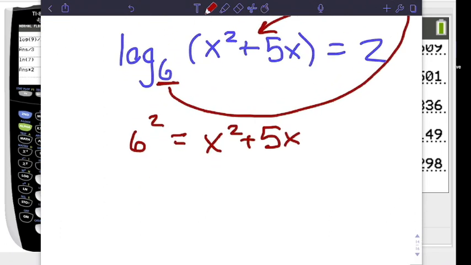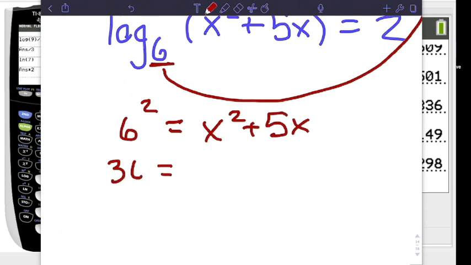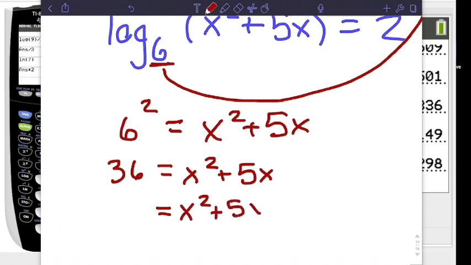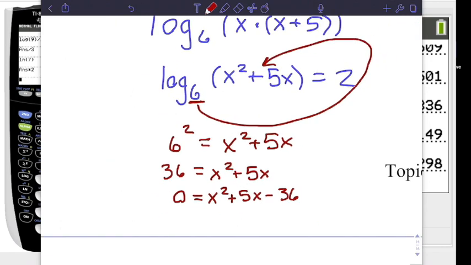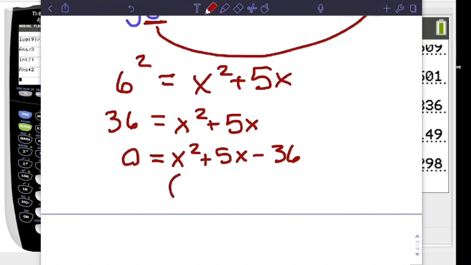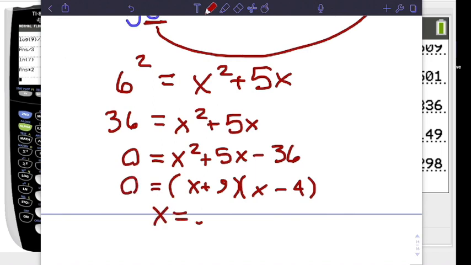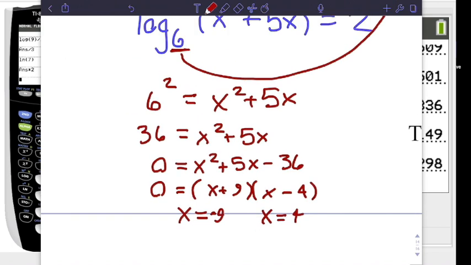Okay, and then once you get from there, we can say 6 squared, that's 36. And then we can subtract over 36 and then solve by factoring. So this one's got a lot of extra steps that we got to do. To solve by factoring, figure out what multiplies to negative 36 and adds to 5. So we can use 9 and negative 4. And then set your factors equal to 0 and solve. So you'll get x equals negative 9 and then x equals positive 4.